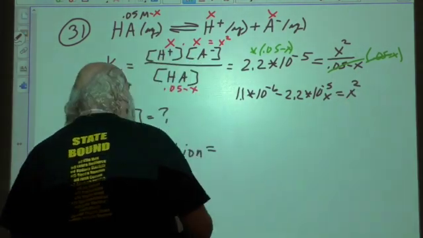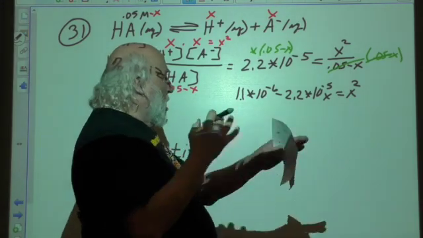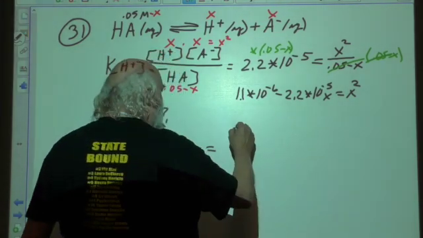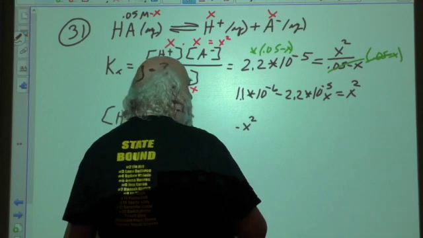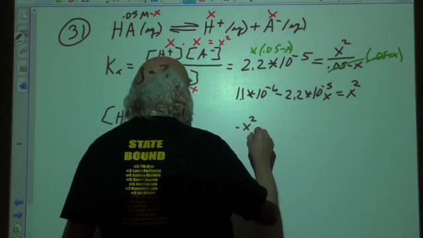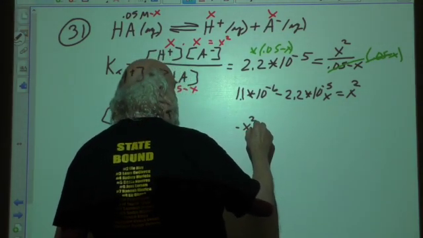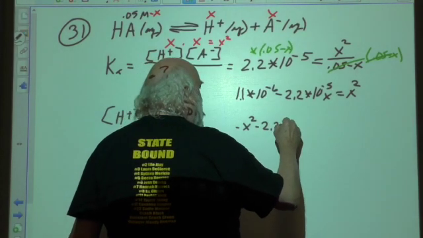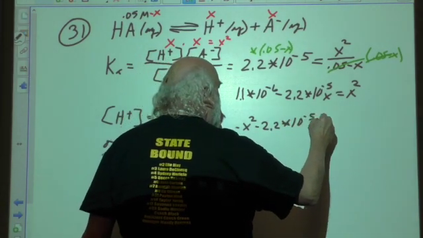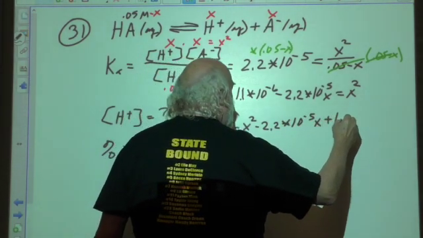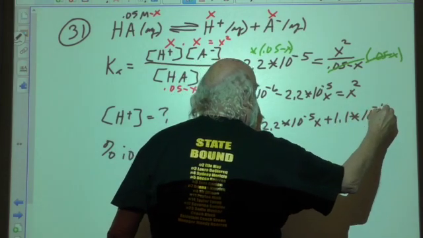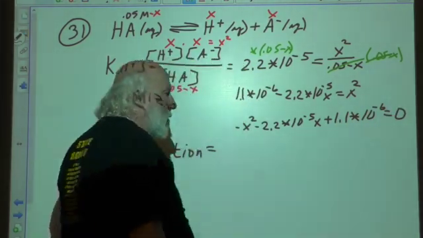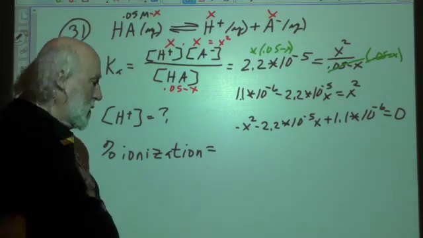Bring the x squared over here. Rearrange everything in order from x squared down to no x's. So negative x squared minus 2.2 times 10 to the negative 5th x plus 1.1 times 10 to the negative 6 equals 0. That gives me my quadratic.